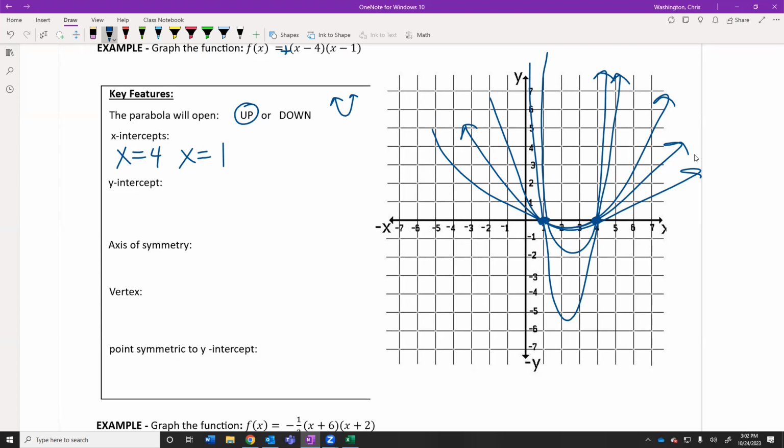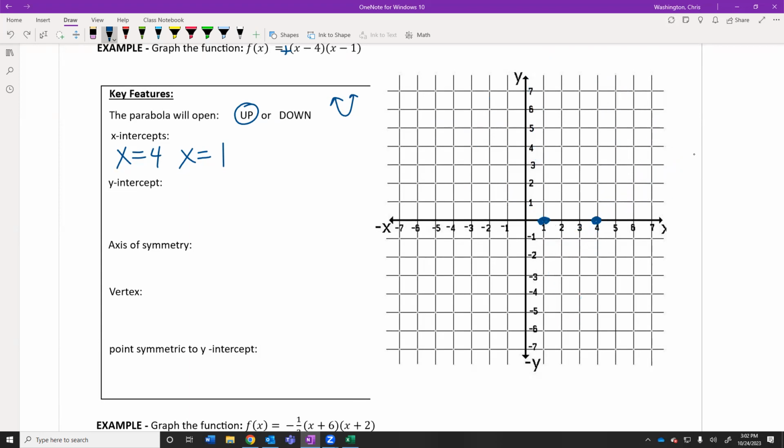So yes, we get a pretty good idea of what it looks like just by those two things. Does it open up, and the x-intercepts? But if we start finding these other things like the y-intercept, then there's not really going to be an issue like which graph is it? Like we're going to know. So let's find the y-intercept. y equals 0 minus 4 times 0 minus 1. Type that in the calculator if you need to, but 0 minus 4 is negative 4. 0 minus 1 is negative 1. And negative 4 times negative 1 is positive 4. So we know we're going to cross the y-axis at positive 4.